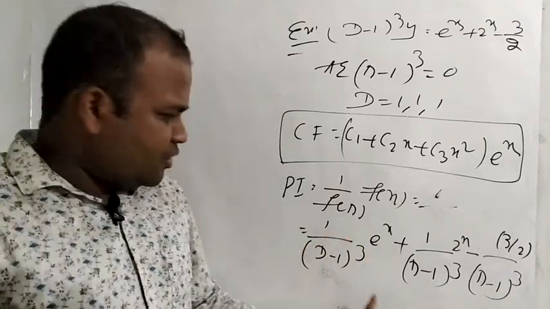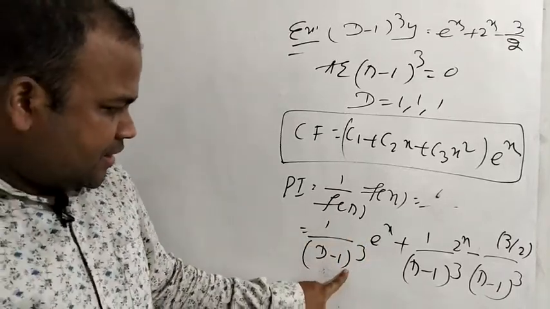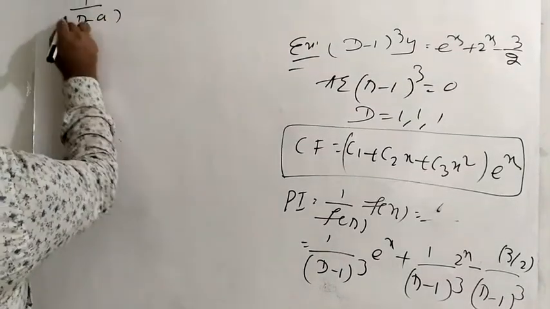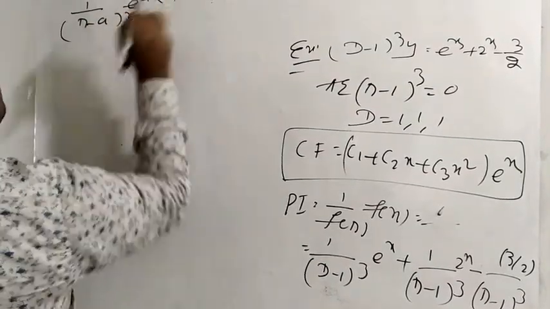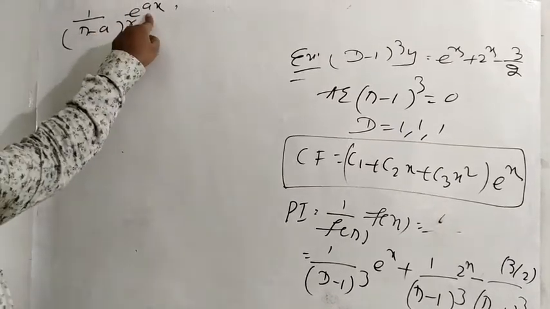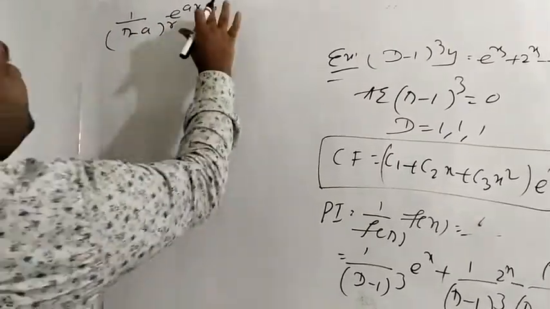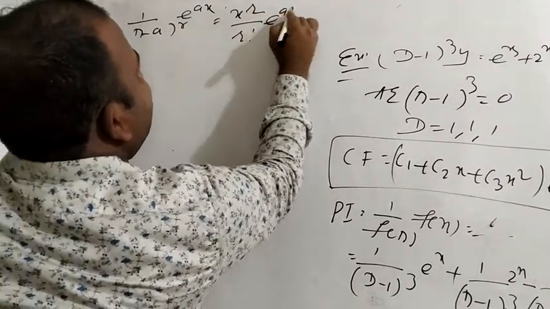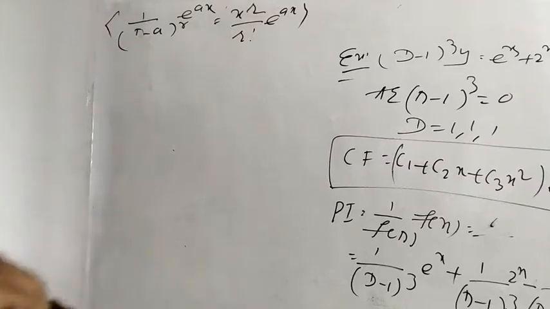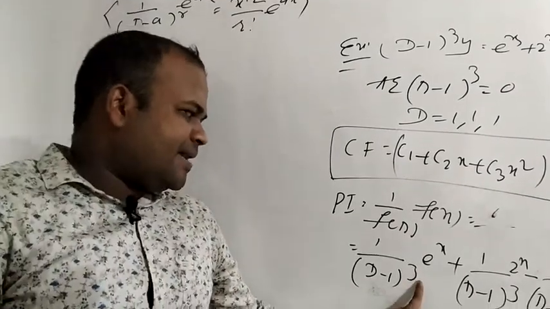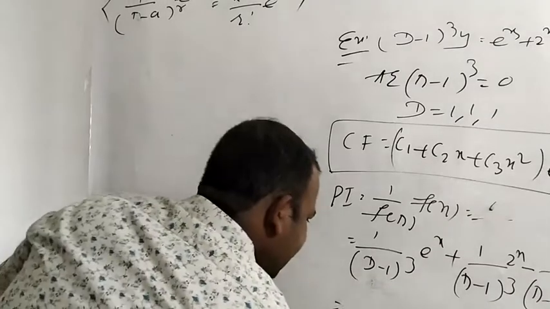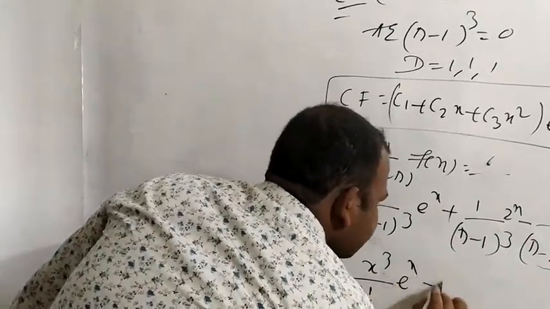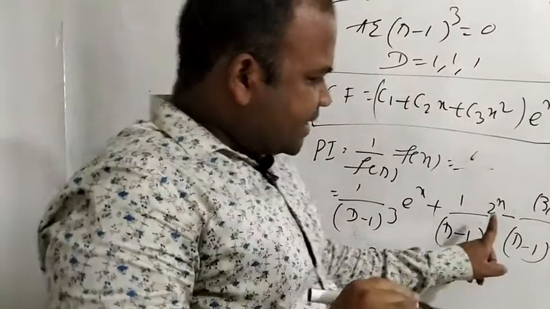One formula is there: 1 upon (D minus a) raised to r of e raised to ax. If you put D equals a, it is a zero factor, so you can't put it. In this case you put x raised to r upon r factorial e raised to ax. So this is the formula in case of zero factor. What is the value of r here? 3. So this is x raised to r upon r factorial e raised to x.